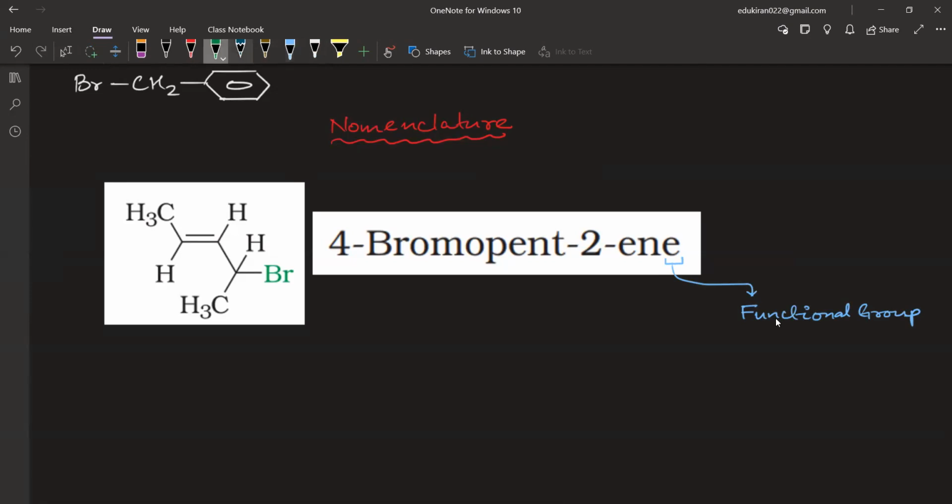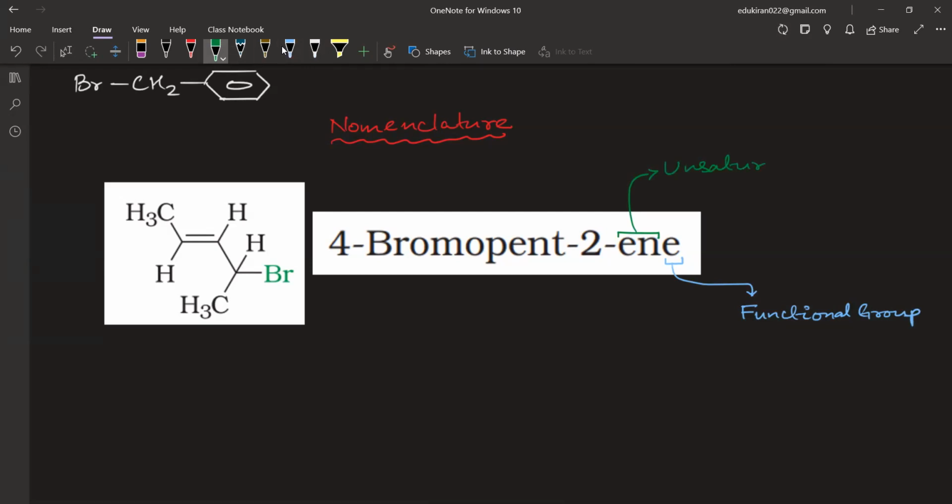Okay, then we have En. Those who are new can also understand that En is telling me about the double bond. And if there was a triple bond, then it will be Yn. If there was no double or no triple bond, then it will be An, right? Yes or no? I hope everyone knows En will be for double bond. That means it is telling me about the unsaturation. Yes or no?